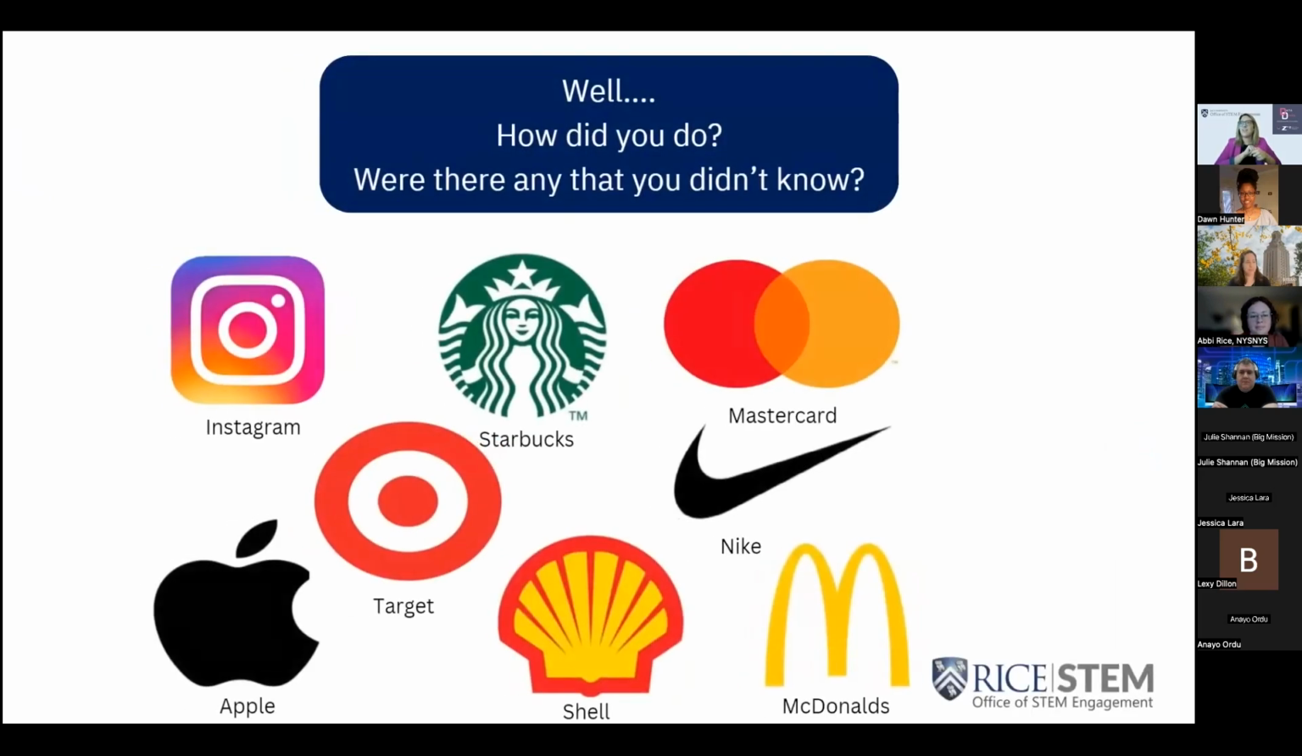So we have Instagram, Starbucks, MasterCard, Target, Apple, Shell, Nike, McDonald's. I know MasterCard was tricky again, kids might not know this because if they don't have a card, they're not gonna know what a MasterCard is. So I think it's also about which ones you use more frequently. Is there anyone that stumps anybody? I saw MasterCard and Shell only because some might have mixed up Shell with Exxon.